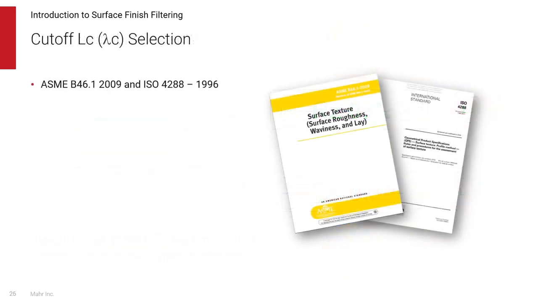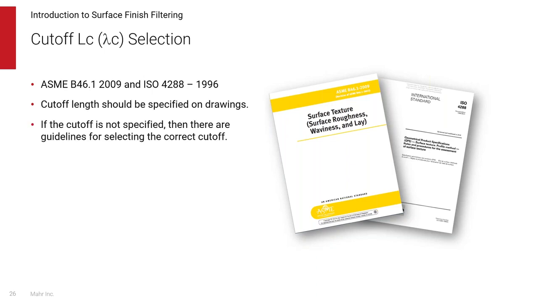But fortunately, all those rules for selecting the cutoff have been put into standards or international standards. ASME B46 or ISO 4288 are all standards that designate the proper methods for establishing the right filtering for different surface finishes. So like I said, the cutoff should be specified on the drawings, but if the cutoff is not specified, there are guidelines in these standards for selecting the correct cutoff.